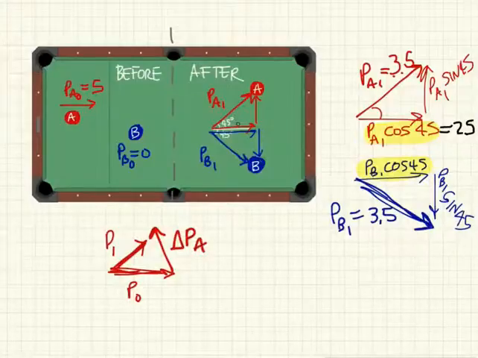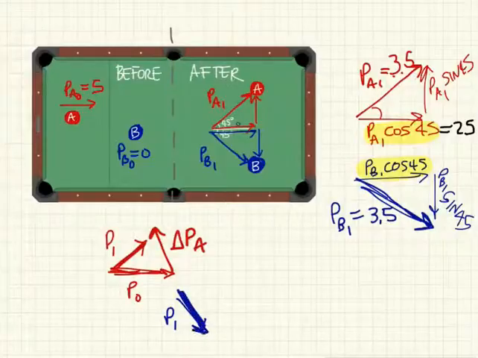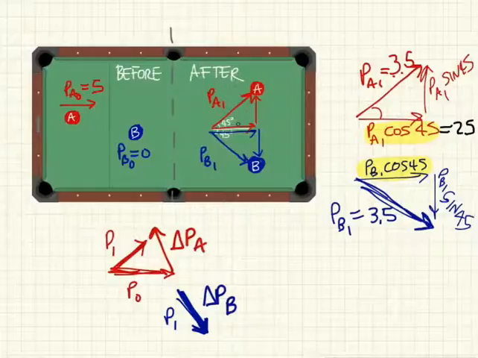If we did something similar for object B, it would be like this. Object B has no momentum beforehand. It has a momentum that's in this direction, final, which means all of its change is in the direction of its final momentum. In other words, that's what I have to do to it. That's my change in momentum for object B.